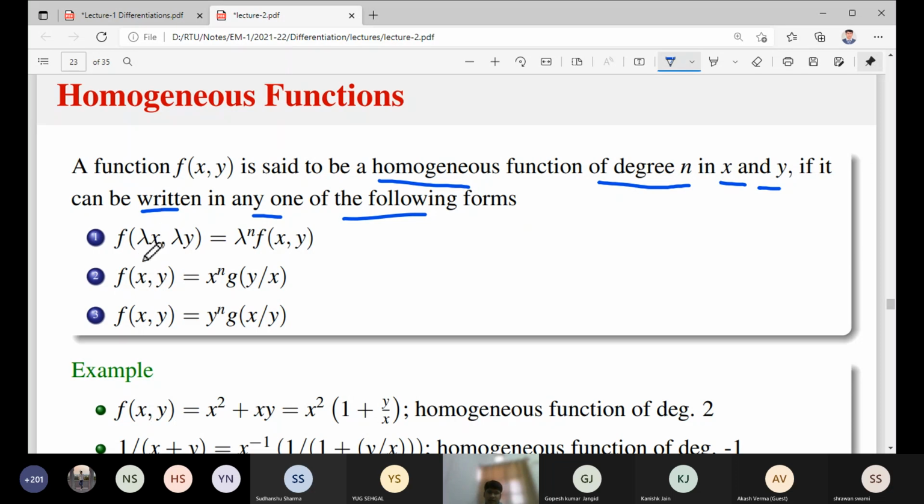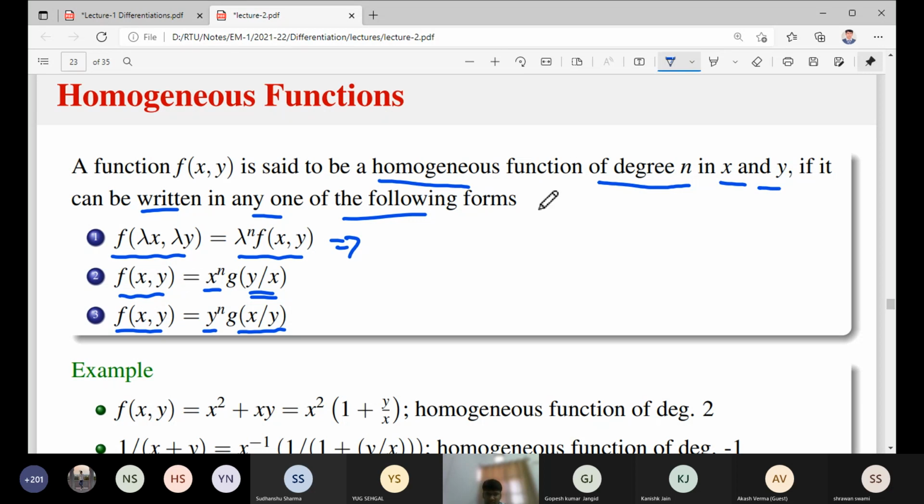If you replace x by lambda x and y by lambda y in the given function, and after simplification your function can be written as lambda to the power n times f(x,y), then you can say that our function is homogeneous. Similarly, if you take the maximum power of x in the given function f(x,y), then your function can be written as x to the power n times g, where g is any function of y upon x. Similarly, you can write your function f(x,y) as y to the power n times g of x upon y, right?